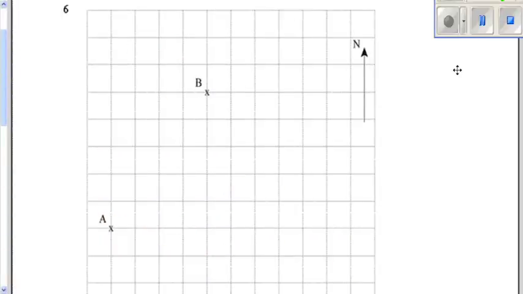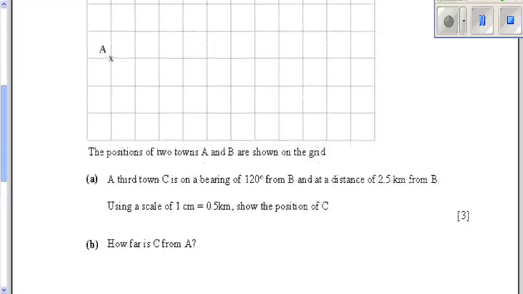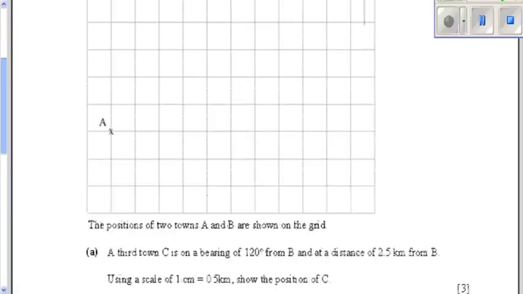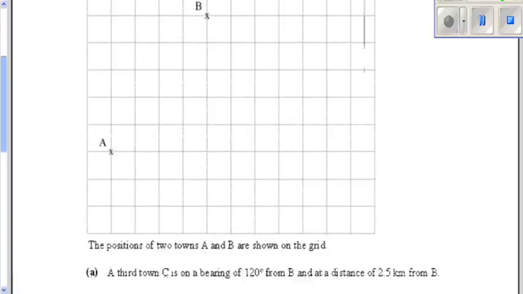Okay, here's question 6. It's another one of those bearing questions that keep cropping up on these T2 papers. I'll scroll down just to give you an idea. It tells you the positions of 2 towns A and B are shown on the grid. So there's A and B.